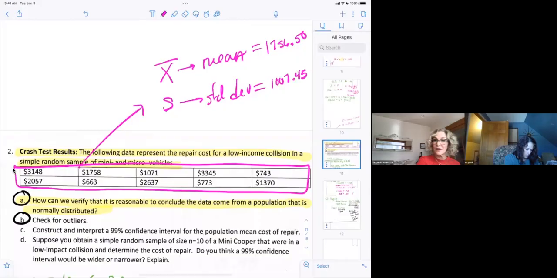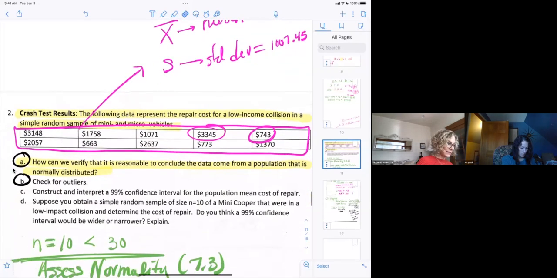And then the standard deviation is 1007.45. It's a very large standard deviation, isn't it? But if you look at the values, the smallest value is 743. And it looks like the largest value is up here at 3,000. So quite a big difference. So that's why the spread is so, oh, here's the bigger one. Quite a difference in spread because that's why the standard deviation is big.